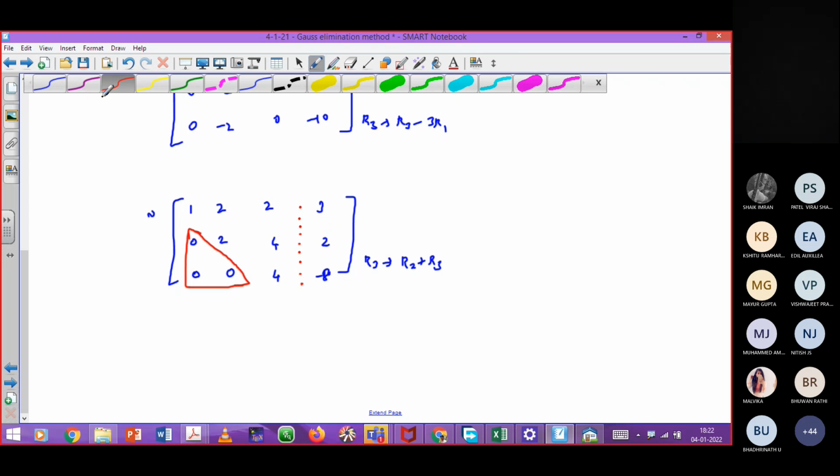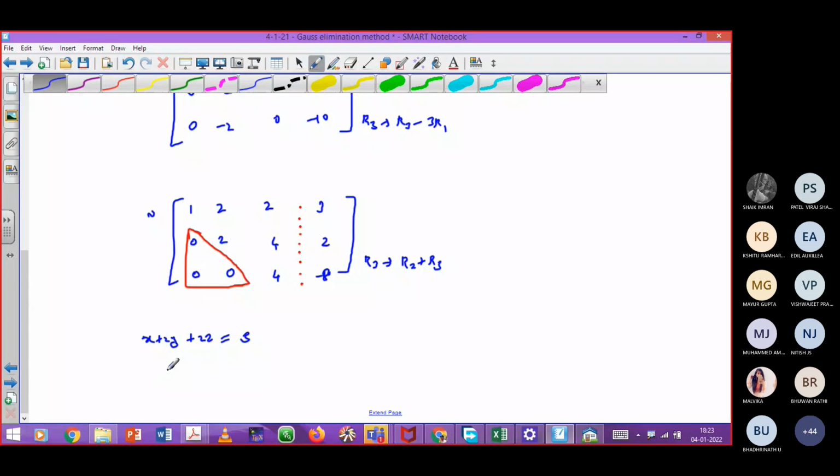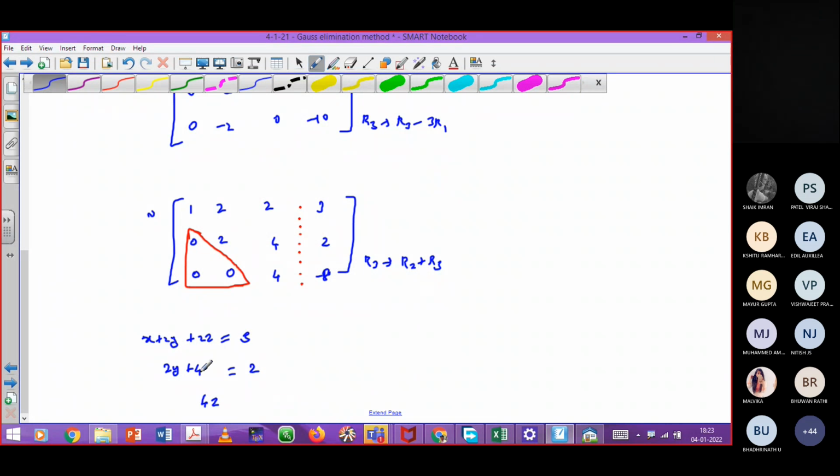Okay. So next you need to simply write back the same equation format like x plus 2y plus 2z equal to 3. Next 2y plus 4z equal to 2. Next 4z equal to minus 8. Okay.